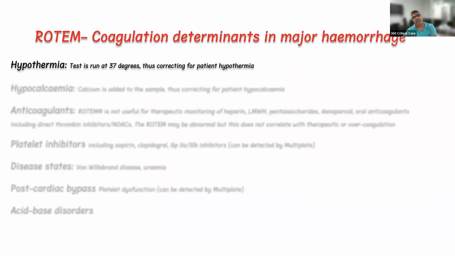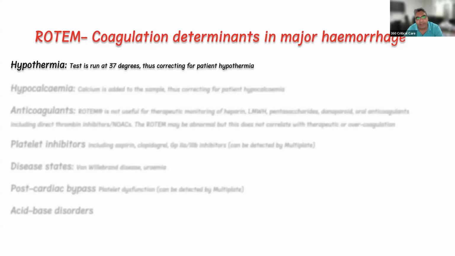Now, the major coagulation determinants in major hemorrhage are the coagulation factors for sure, but there are other things that determine whether patients are bleeding, not bleeding, or whether they will continue to bleed or not. Apart from the coagulation factors, there are other factors that are very, very important which cannot be measured by your ROTEM. So you need to know what are the things that cannot be measured by this point of care coagulation test.